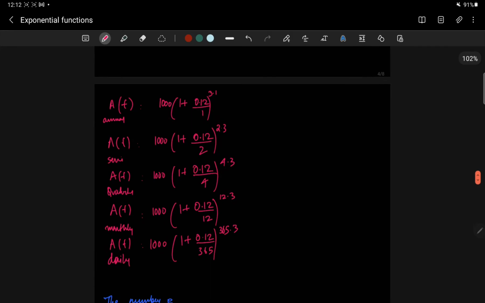Now, what you notice here is that each time you change the way you compound, your rates are getting lower, right? This number is becoming smaller and smaller. But then the exponent is increasing. So it's a very interesting problem because it's asking, if I keep on decreasing the value I'm adding to 1 and at the same time keep on increasing the exponent, what is going to happen?